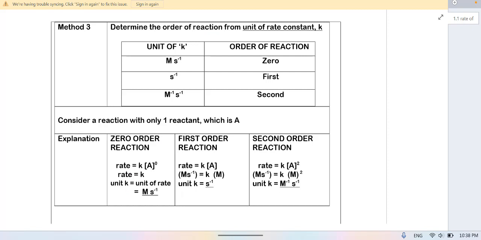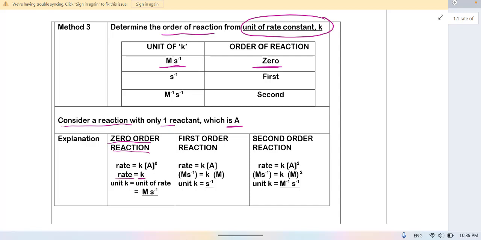Okay, third method nak determine order of reaction is by looking at unit of K, unit of rate constant. K does have unit but the unit is not specific. Okay, so consider a reaction with only one reactant which is A. Okay, katakanlah A ni dia adalah zero order reaction. So rate law dia adalah rate sama juga dengan K, concentration of A to the power of 0. Anything to the power of 0 is equal to 1. Okay, so unit of K ni sama dengan rate lah. Rate unit dia adalah molar per second. So unit K adalah molar per second. Untuk zero order reaction, so unit K dia adalah molar per second.